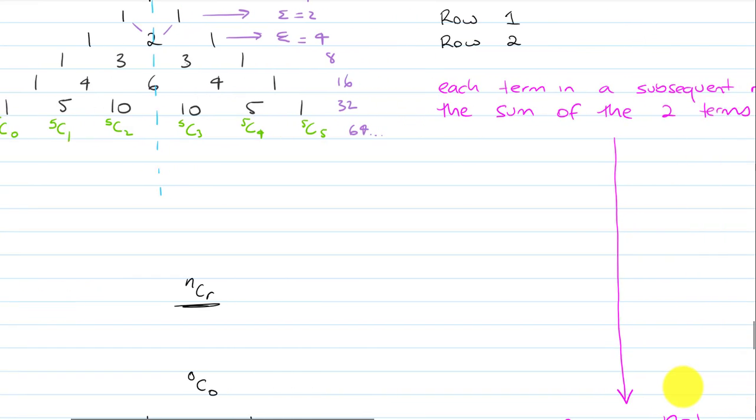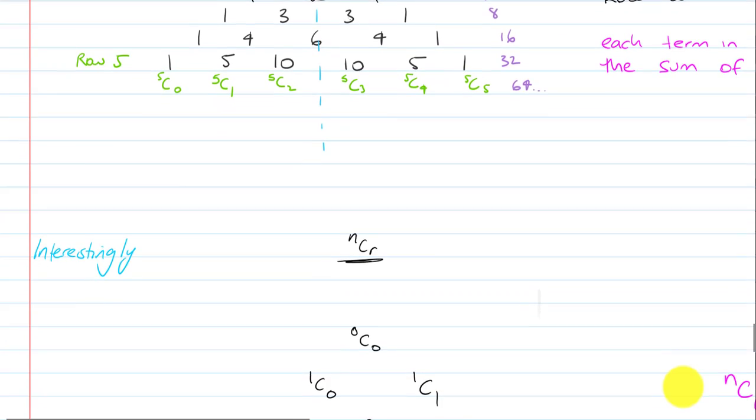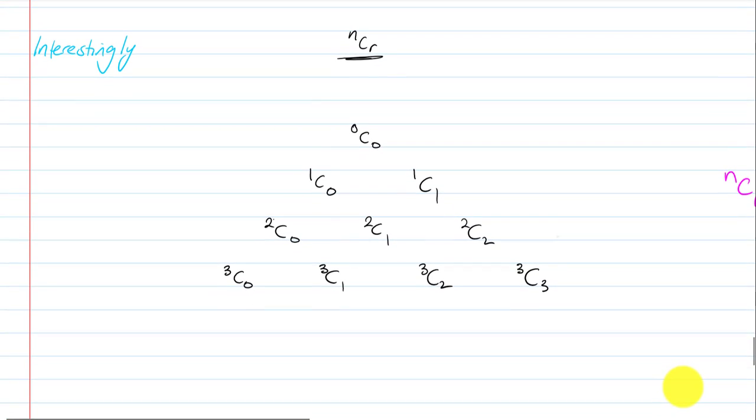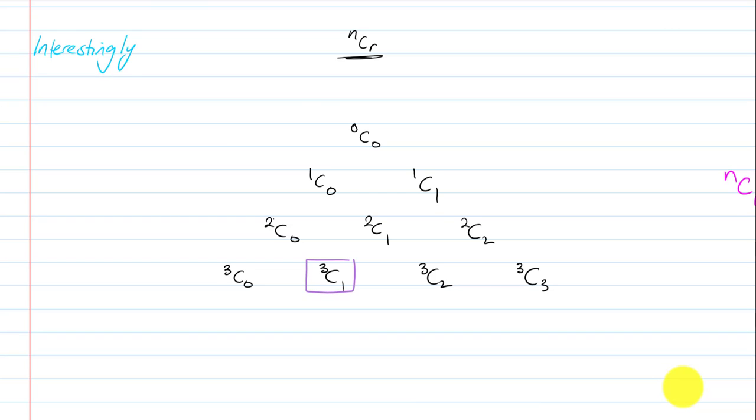Now, nCr is therefore the rth term on the nth row. And so the first term on the third row is 3C1. And so that's the link that you need to be aware of that might come in handy.